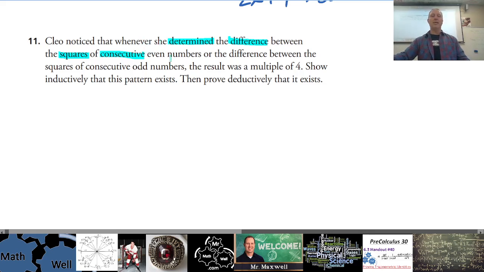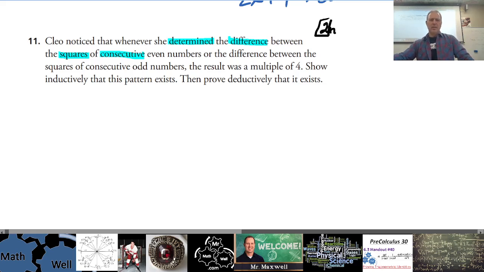Okay. So even numbers are evenly divisible by 2, right? We talked about that yesterday. So an even number is in the form of 2n, or 2 times some number. 2 is a factor. That's what makes it an even number. 2 is a factor.